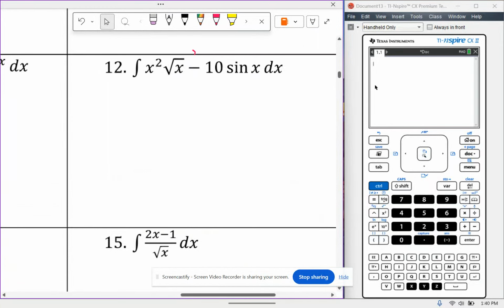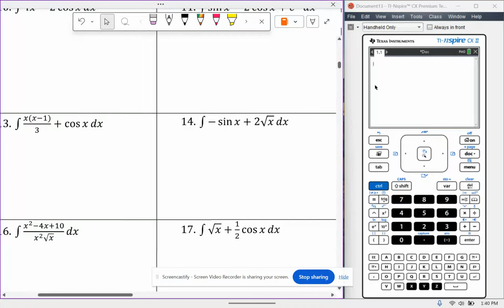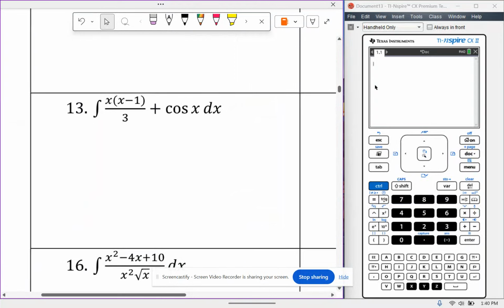What are you going to have to do here? This looks like a product rule. That tells me I need to combine the powers, right? Okay, this one. What about this?